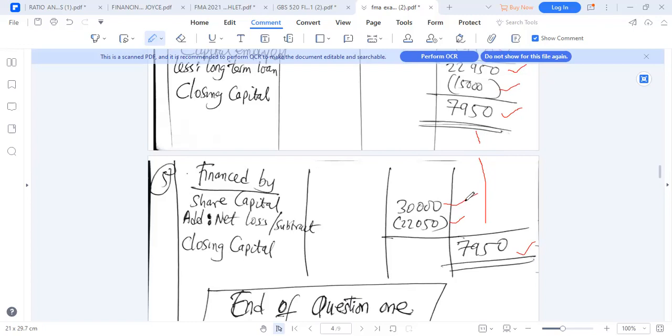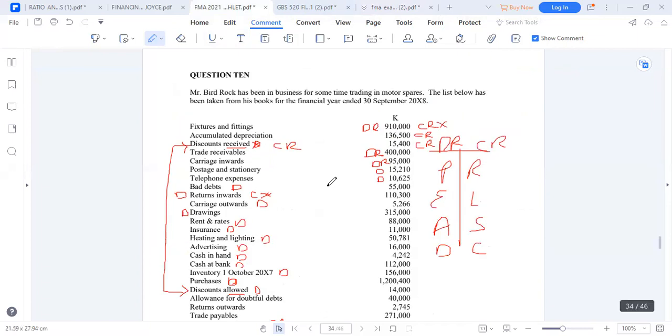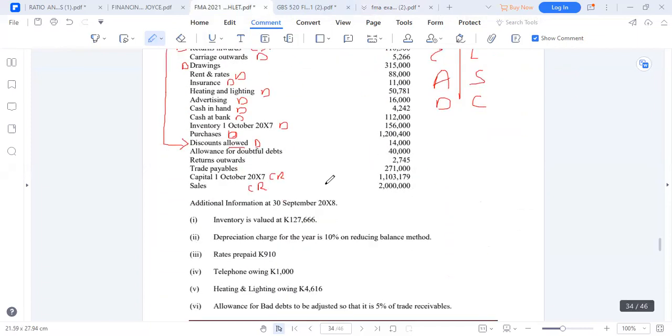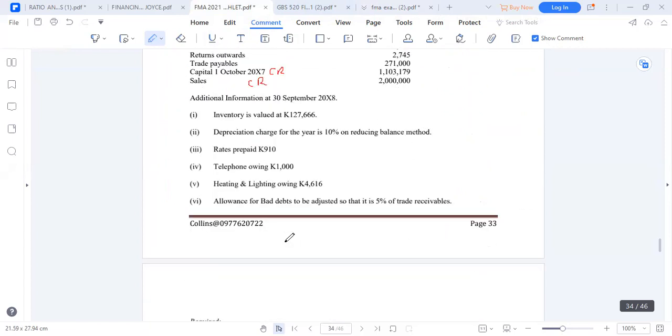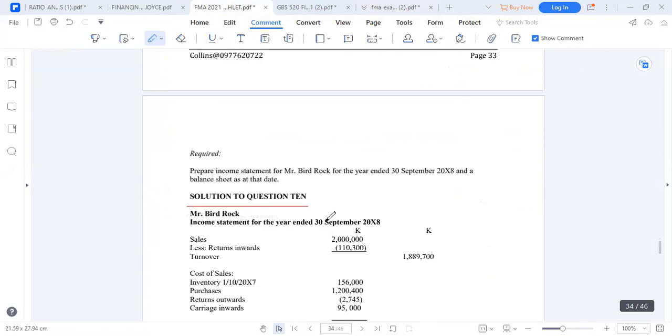So are we together so far? So this is how we had to balance up this. So this is where question 1 ended. With this said, I'll need you to try the question from the pamphlet. This is question number 10 on bedrock. The adjustments are all here. Then you prepare our 2 books.